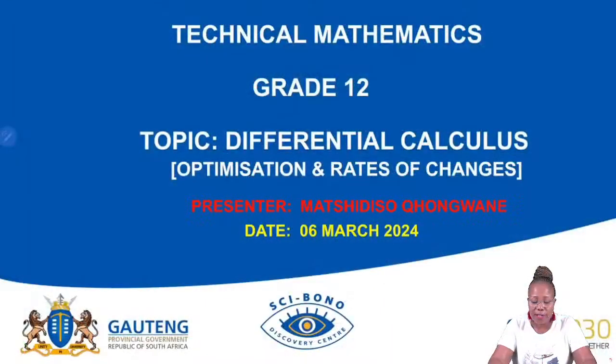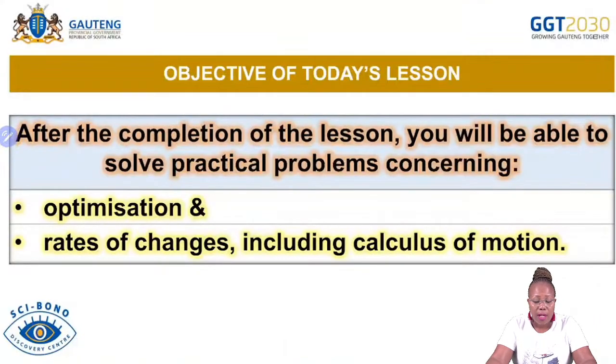Okay, grade 12, our topic today is differential calculus. Under differential calculus, we'll be looking at optimization and the rates of change. The objectives of today's lesson: after the completion of the lesson, you will be able to solve practical problems concerning optimization and rates of change, including calculus of motion.